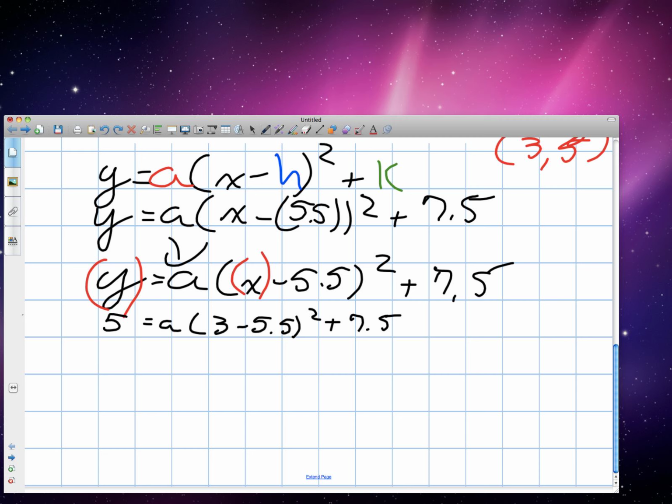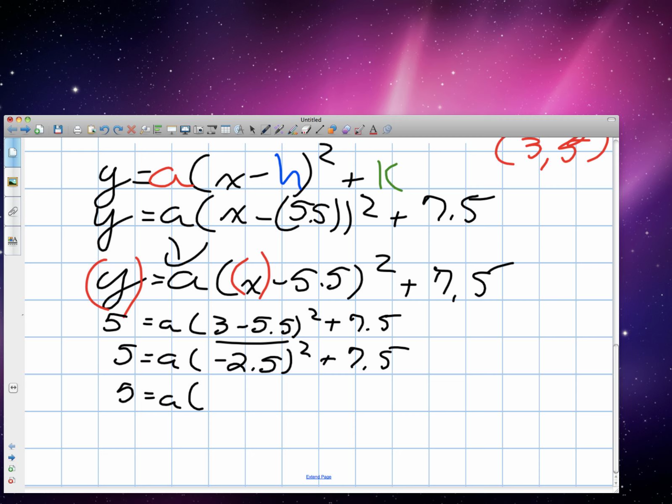So now what we've got to do is essentially just figure out what a is. So according to BEDMAS, I'm going to equate what's in this bracket here. 5 is equal to a. What's 3 minus 5.5? Negative 2.5. Good. Squared plus 7.5. Then we're going to square our negative 2.5. A times, what is negative 2.5 squared? Is it going to be positive or negative? Positive. It's going to be positive.